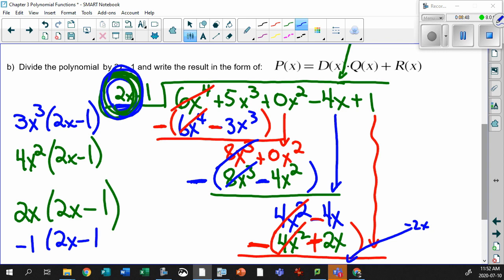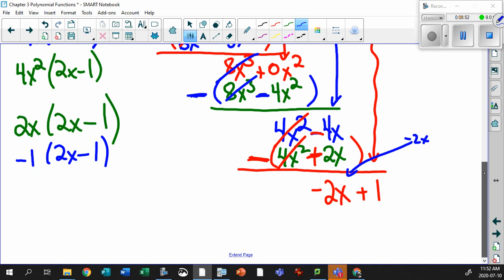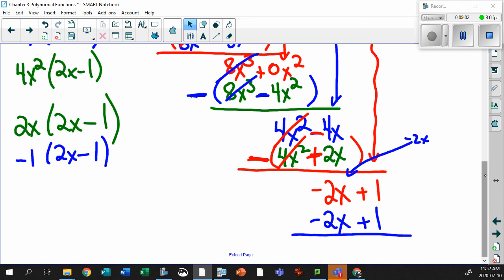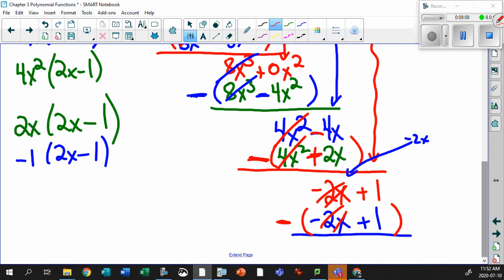But don't forget, you're multiplying the whole thing here. Giving you minus 2x. Minus 1 times minus 1 is positive 1. And lo and behold, look what happens when you subtract these. You know and I know this is gone, but now you have a minus, and put the minus here, 1 minus 1. Look what you got.